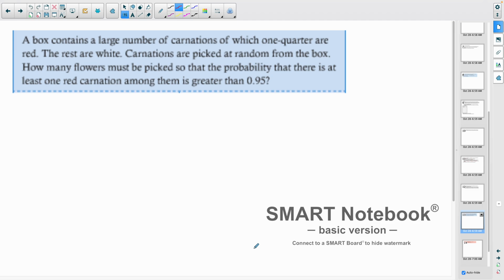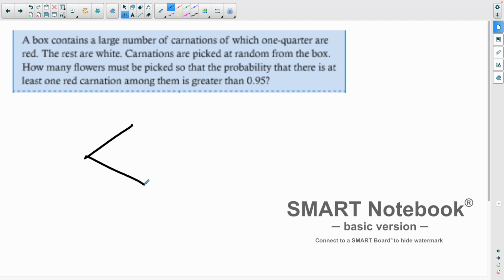What's different about this? What don't I have in this one that I normally do have? I don't know how many trials. That's correct. I'm going to keep picking out flowers until I get this to happen. And so what I want in this problem is I want it to have at least one red carnation. So I'm going to set up a probability tree to start this. So I could get a white and I could get a red.